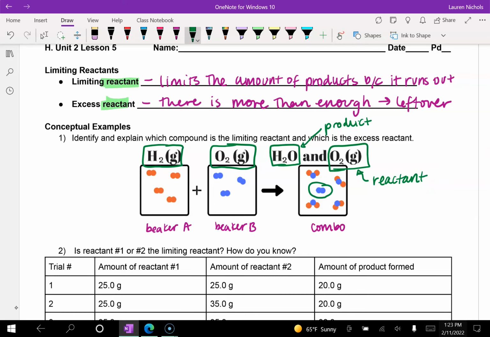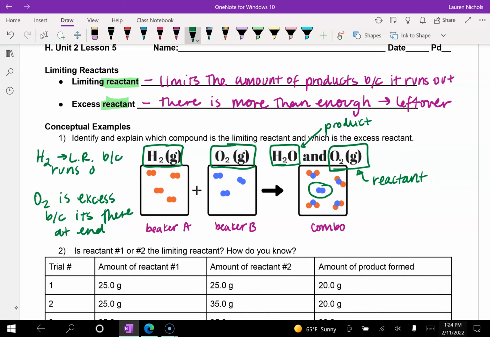So when we're trying to identify which one is the limiting reactant and which one is the excess reactant, we see that O2 is the excess reactant because it's present at the end. So it's there at the end. Whereas, that makes H2 the limiting reactant because it runs out. Okay, there is none left over at the end. So you have the beginning and you have the end. And there's no hydrogen at the end, so it must be the one that ran out.